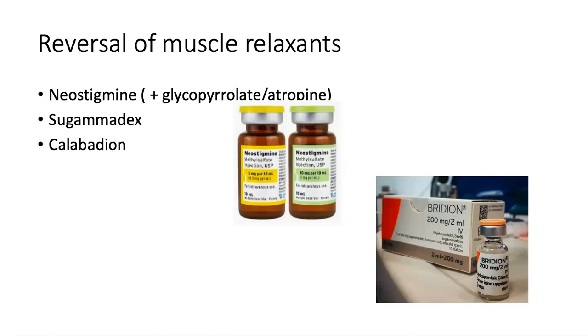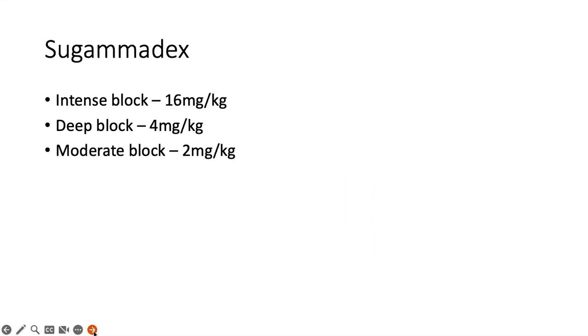Then there's another reversal agent called Calabidion. I think that one is mainly for reversing benzylisoquinolines, but I have never used it and I've never seen it. From what I've seen, it's mainly theoretical. So Sugammadex, they will ask you this in the exam. If you've got an intense block, the dose you want to use for Sugammadex is 16 milligrams per kg. For a deep block, 4 milligrams per kg. For a moderate block, 2 milligrams per kg.